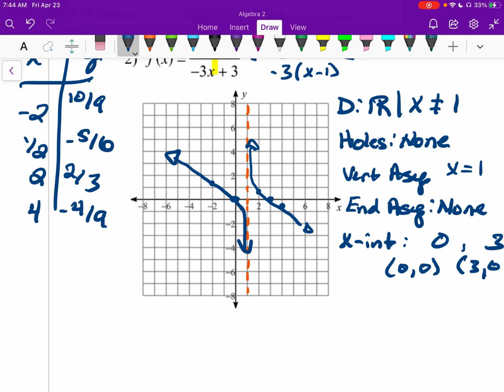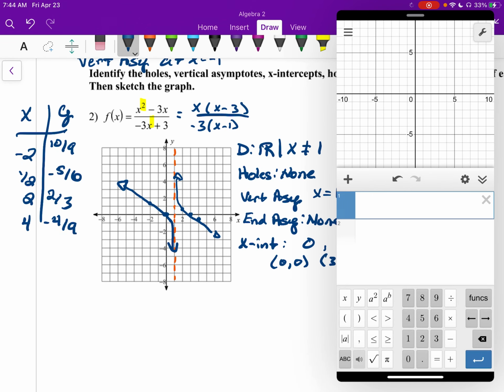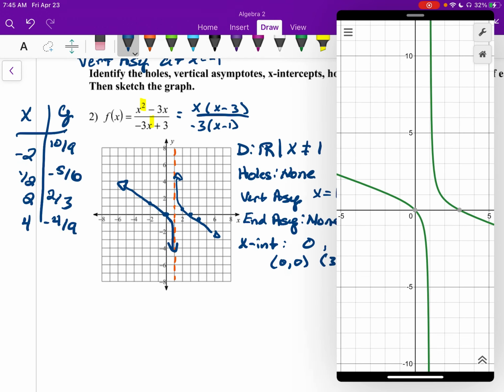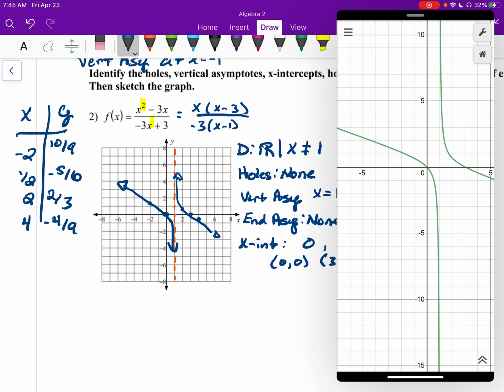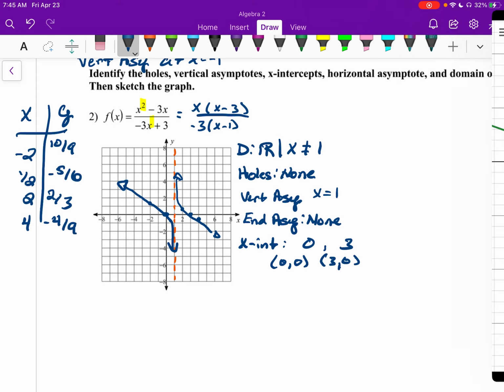Something generally like that. Now that we've sketched it by hand, let's look and see what it would actually be. So this is going to be x squared minus 3x, and then -3x plus 3. So here's what it would look like. We can see that we have the vertical asymptote at 1, and it does the swoopiness near the asymptote. So that's that. It looks pretty similar to what we have, which is good.